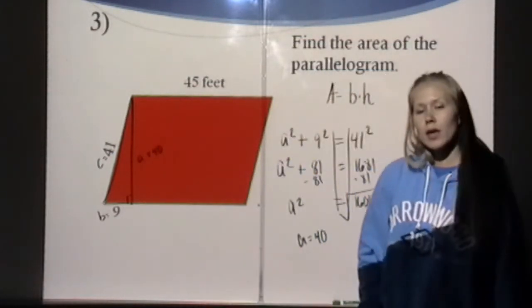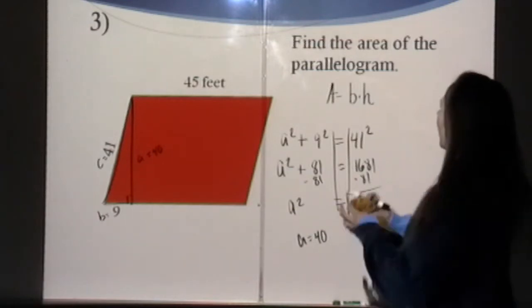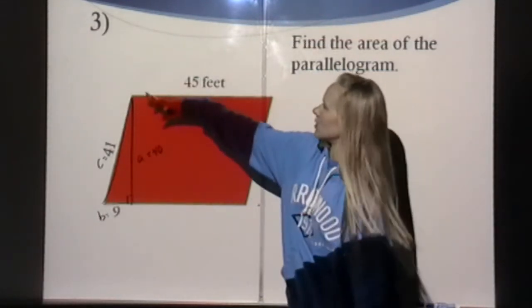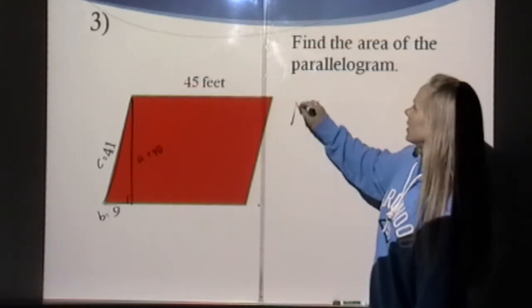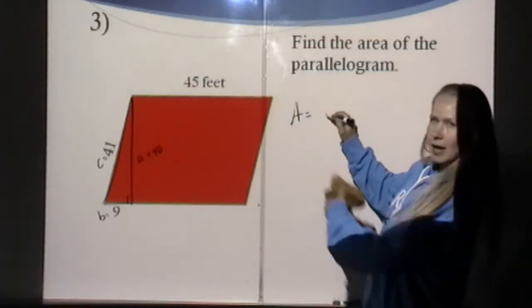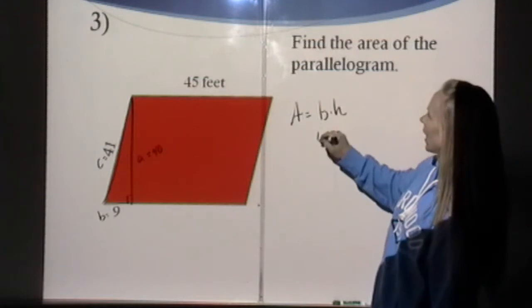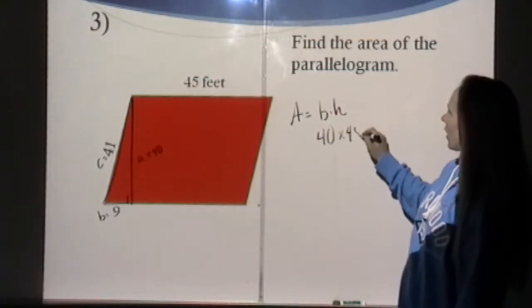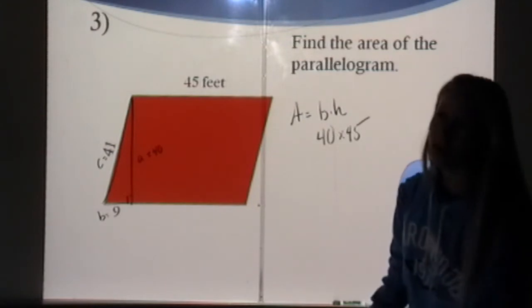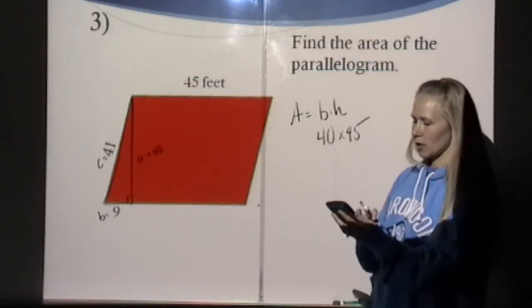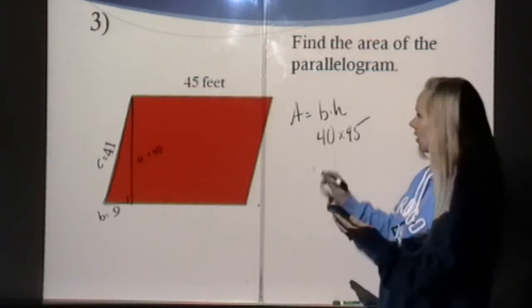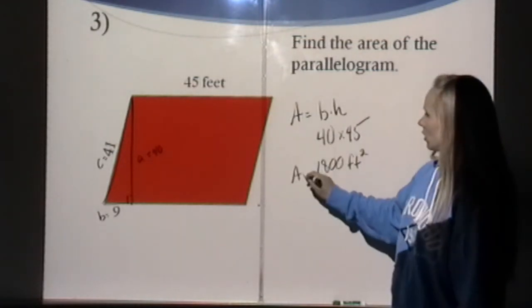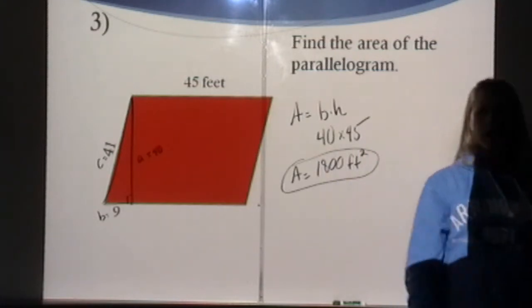So it looks like we have a parallelogram that has a base of 45, because this is also 45. So my base is 45 and my height is 40. So if I take base times height, I would take 40, which is my height, and multiply it by 45, which is my base. And 40 times 45 is 1,800 feet squared would be the area.